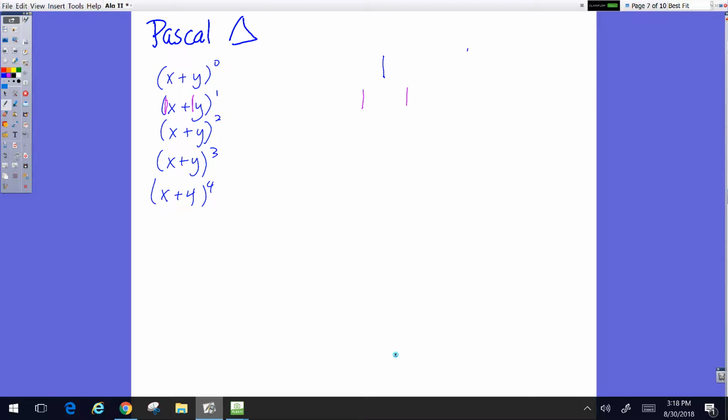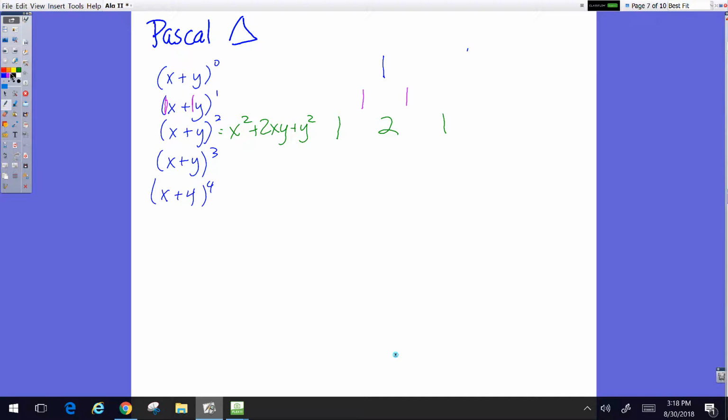Now, if I were to expand this out, just take my word for it. It's x squared plus 2xy plus y squared. So what's the coefficient of the first one? 1, and then 2, and then 1. I got the next one. Okay. 1, 2, 3.